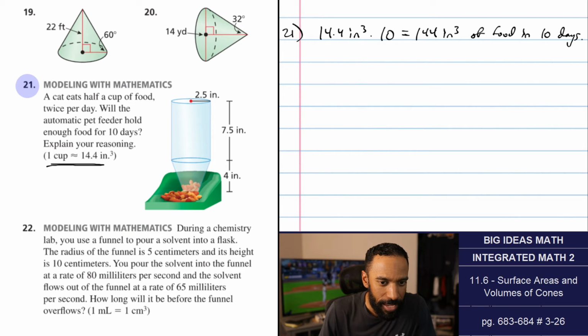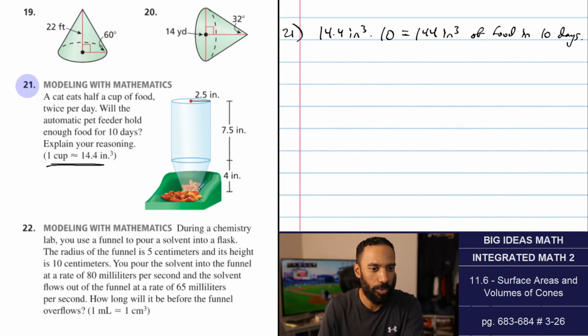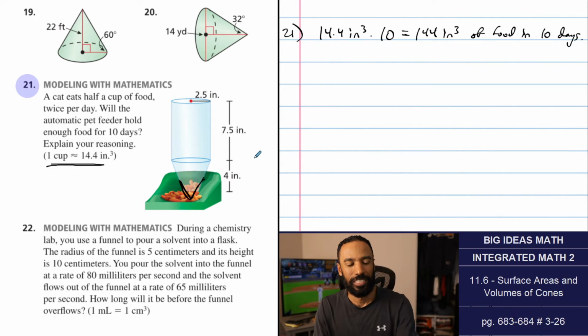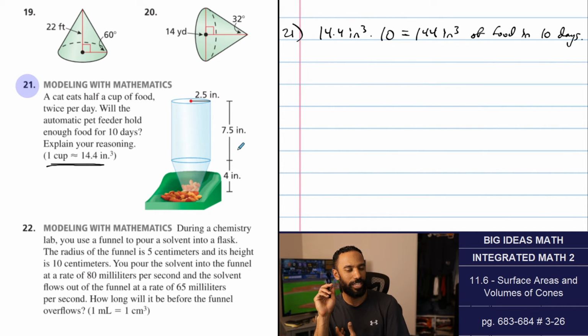So this is, I assume that's the bottom of the... Is this one of those things like that, or is that a cone here with an automatic pet feeder hold enough? I guess what we can do, I don't really know if that's shown a bottom or if it's cut off right there. It must have to be cut off because it's a pet feeder. Okay.